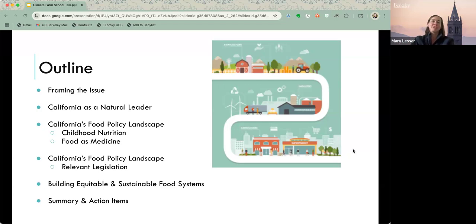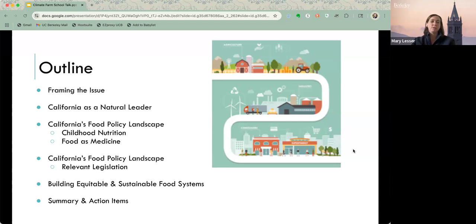So today we're going to start off by framing the issue a little bit around why policy is important, why building food systems that are both equitable and sustainable is important, and how California fits in as a natural leader with what we're doing now. That doesn't necessarily make us the best. It doesn't make us the worst. It makes us a state that really takes pride in being that leader, but there's always room for improvement. And that's the one thing about policy I hope we walk away with today: there's always the opportunity to improve because the landscape is always changing.